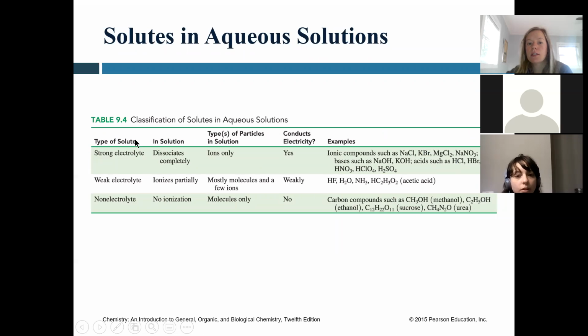So strong electrolyte solutions will conduct electricity. They do dissociate, so they do break apart, and you will have ions. A weak electrolyte solution, you'll have both molecules and ions. It conducts electricity weakly. And then non-electrolyte solutions, you have only the molecules. You don't have any ions, and so you won't conduct electricity.